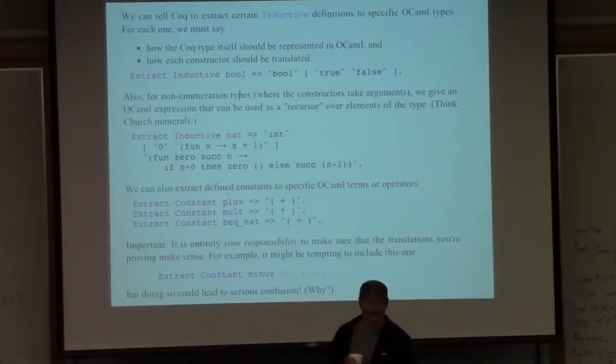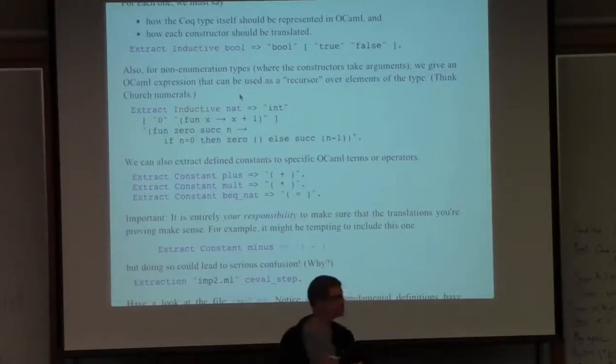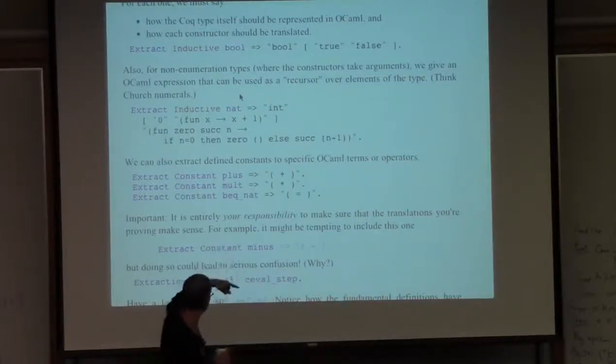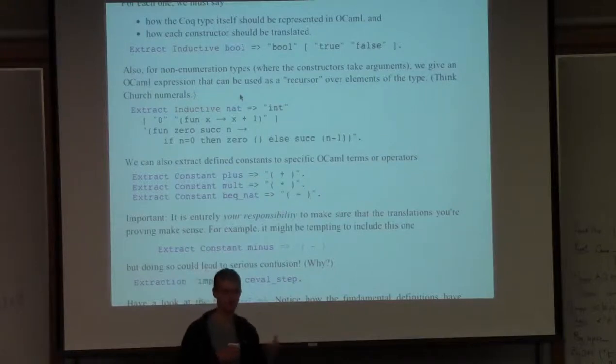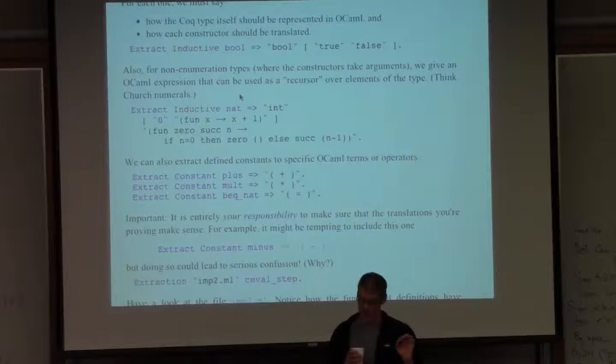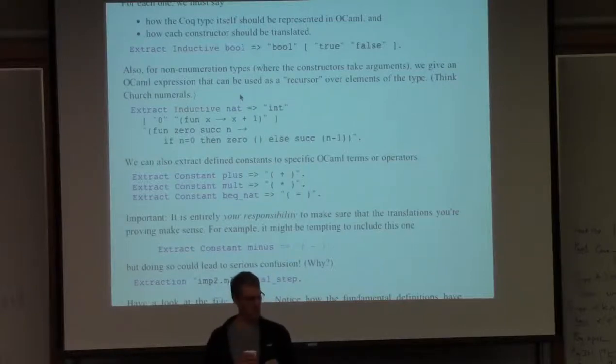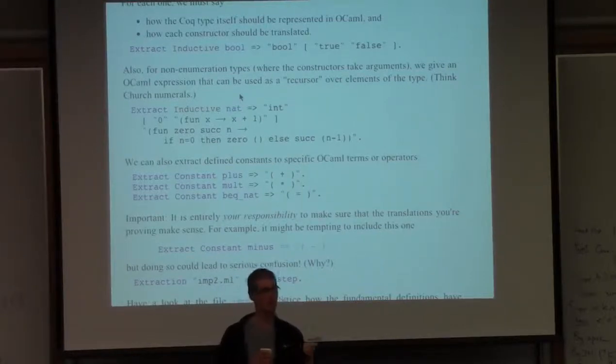And, well, you can see how it goes together. You can also extract constants to particular ML terms. So I've extracted plus and multiplication and equality into the appropriate OCaml operators. But it's easy to make a mistake. So last night, I also extracted minus into the ML minus. And then I woke up this morning and said, you know, that wasn't a good idea.